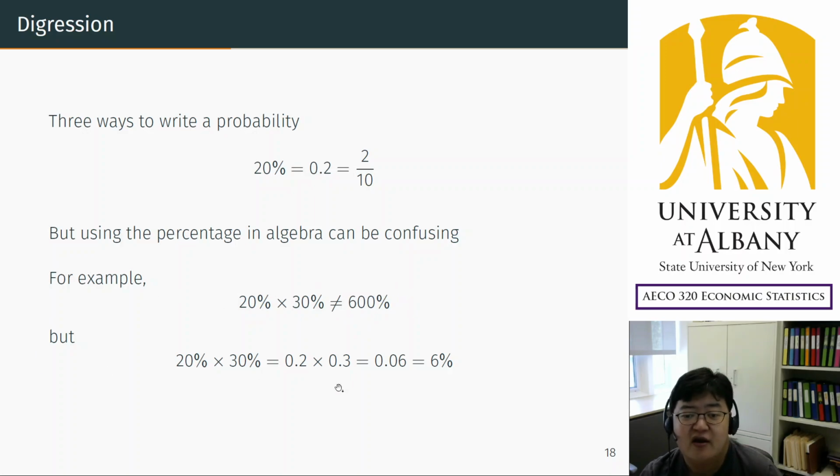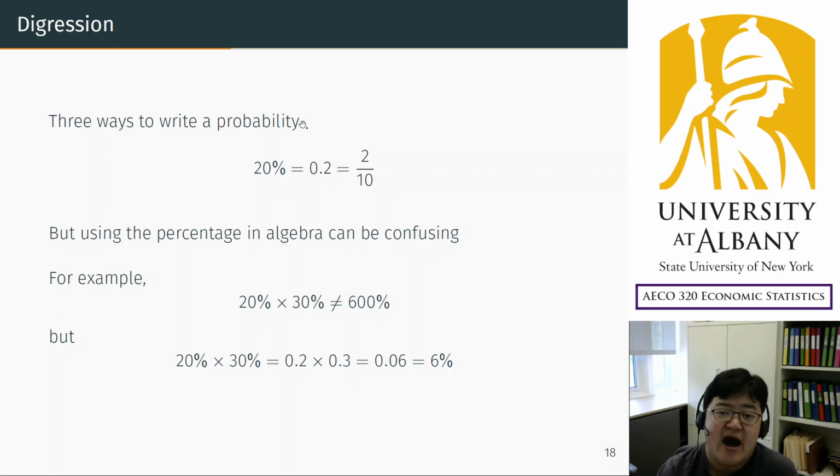So be careful. In the lecture and in the homework, I may switch between these without saying anything, because they are equal. When I switch between 0.2 and 2 over 10, it's obvious they are the same thing. Like that, 20% is exactly the same thing as 0.2. There is no difference. So I may just switch between them in my algebra. So don't be confused. And I'm not going to talk about this anymore, right?